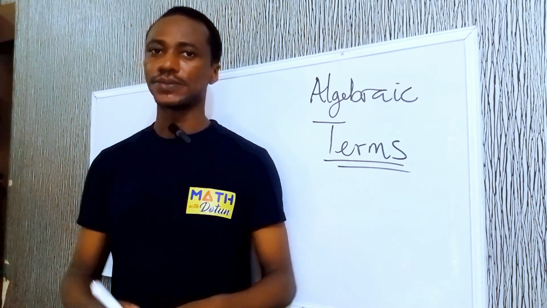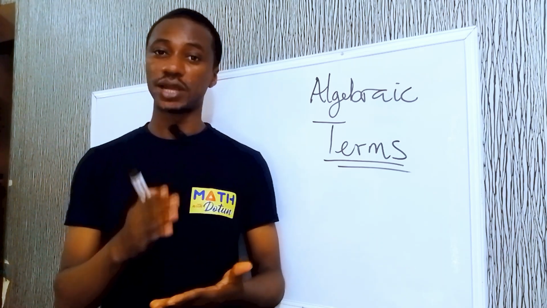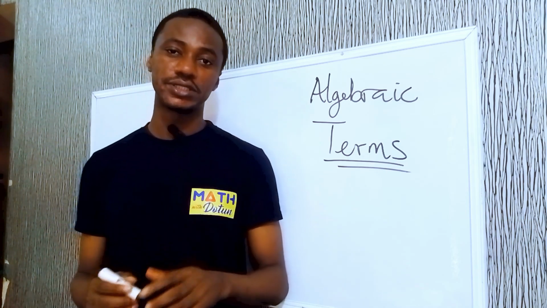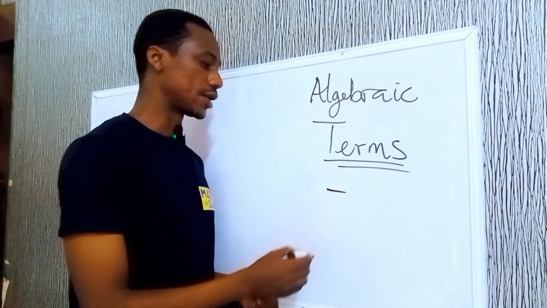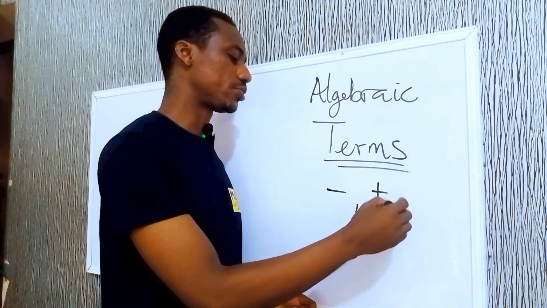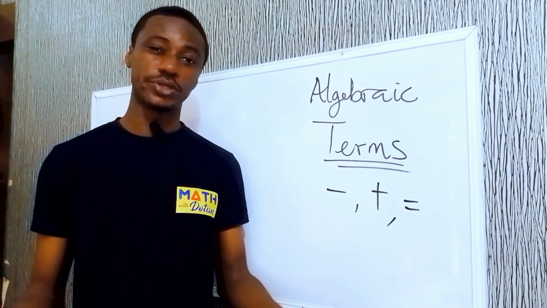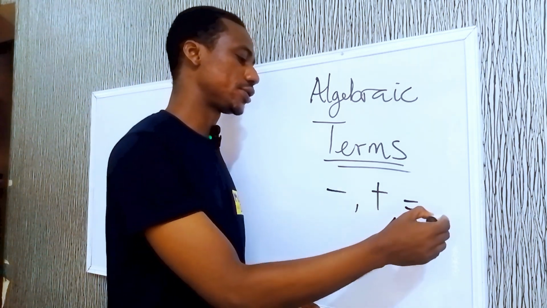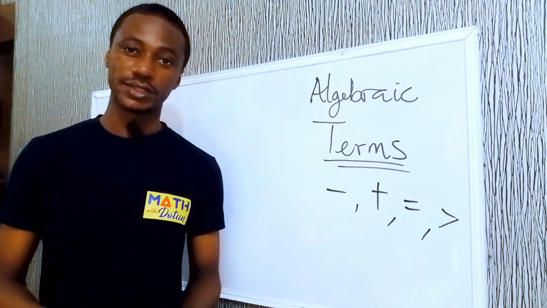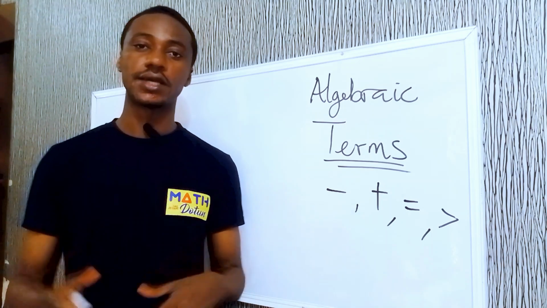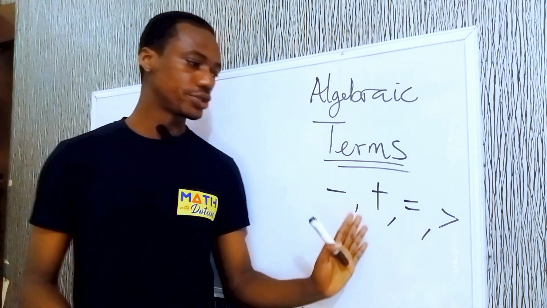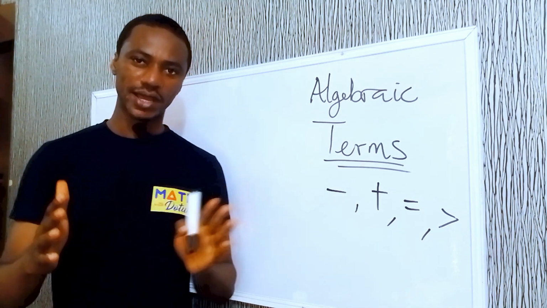So algebraic terms are the basic units of an algebraic expression or an algebraic equation, and these terms are separated by a negative, subtraction, or addition, and then in an equation it is separated also. The equal sign also separates algebraic terms, and then in inequalities, the inequality signs also separate algebraic terms, talking about greater than, less than, greater or equal, and less or equal. All right, so these are the signs, the operations that separate algebraic terms.